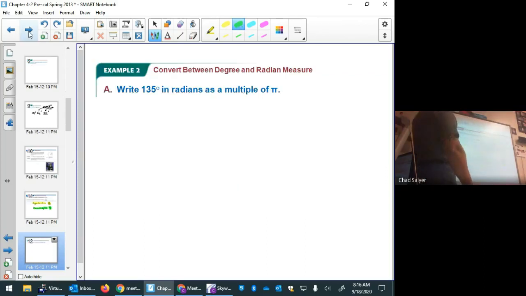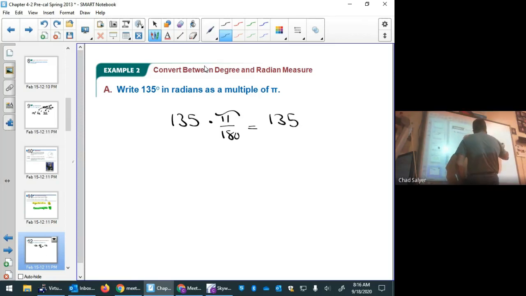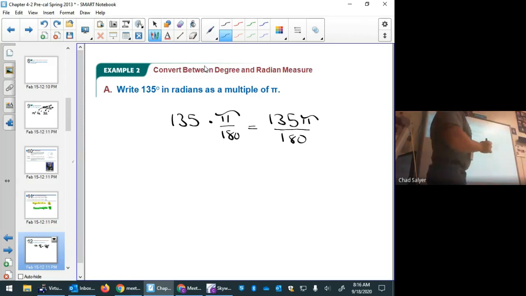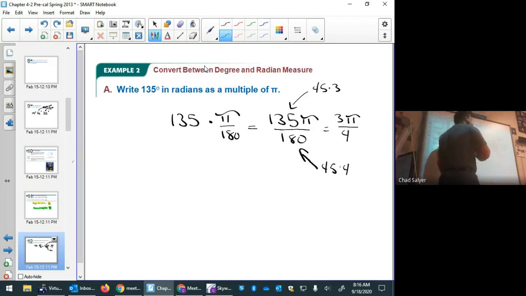All right. So write 135 in radians. So 135 degrees, I need to multiply that by pi over 180 because we're going from degrees to radians. So the result is 135 pi divided by 180, which of course reduces. 45 is your reduction factor. So 135 is 45 times 3, and 180 is 45 times 4. So this is 3 pi over 4 if I divide top and bottom by 45.